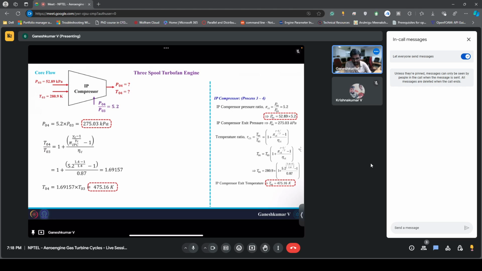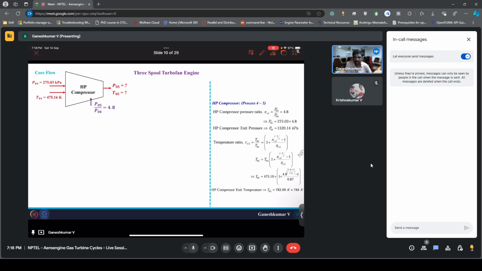Now we have the HP compressor. In the HP compressor, again the pressure ratios are the same. So ideally there is no change in terms of pressure and temperature, because these are station properties. They don't depend on the absolute quantity of the mass flow rate.